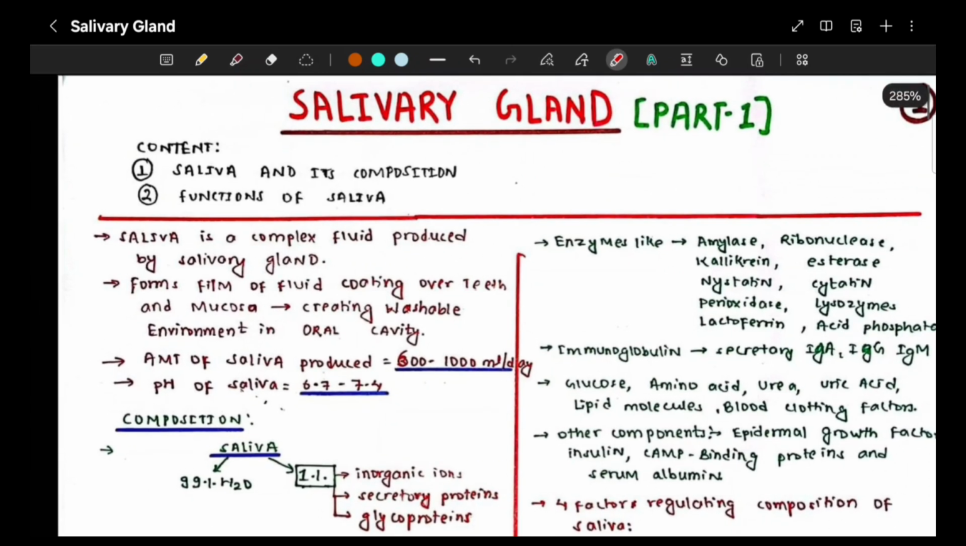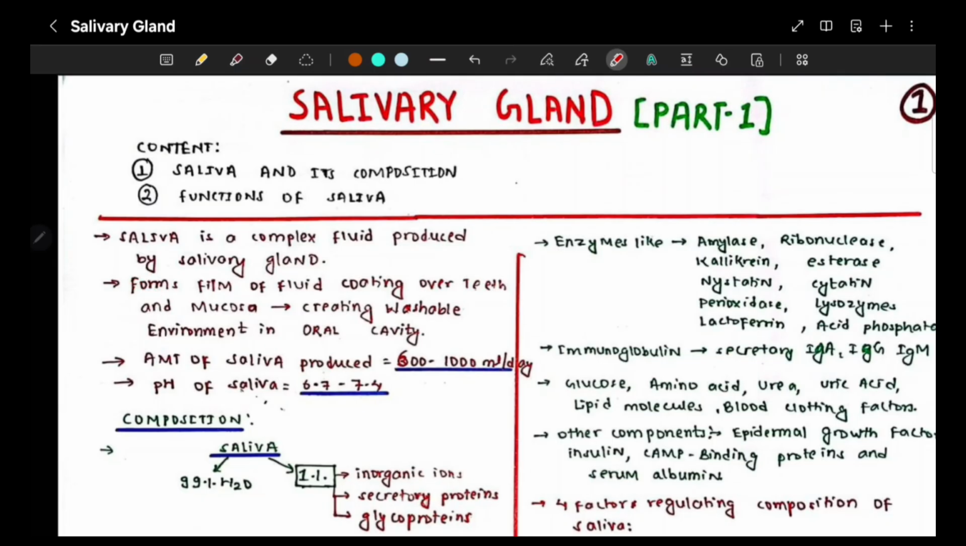In the first point, as we can see here, saliva is a complex fluid that is produced by the salivary gland. In another point, it forms a film of fluid coating the teeth and mucosa, which creates a washable environment in the oral cavity. So saliva is a complex fluid produced by the salivary gland, forming a film over the teeth and the oral mucosa.